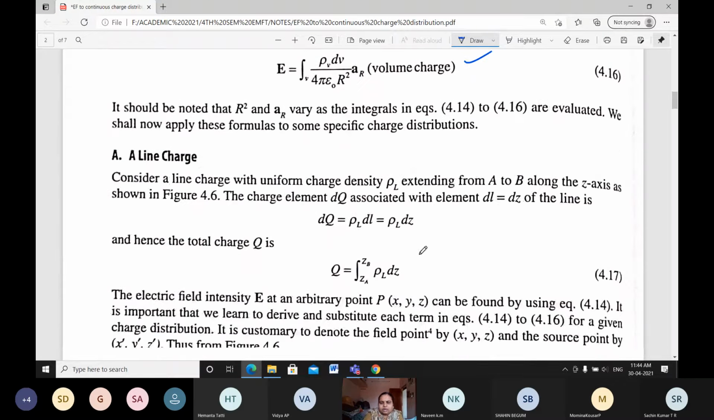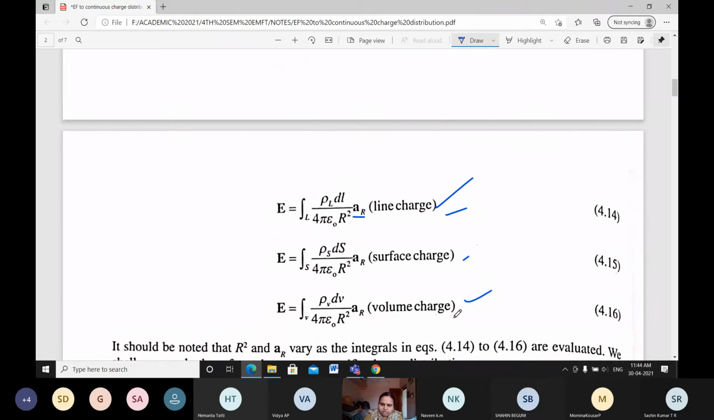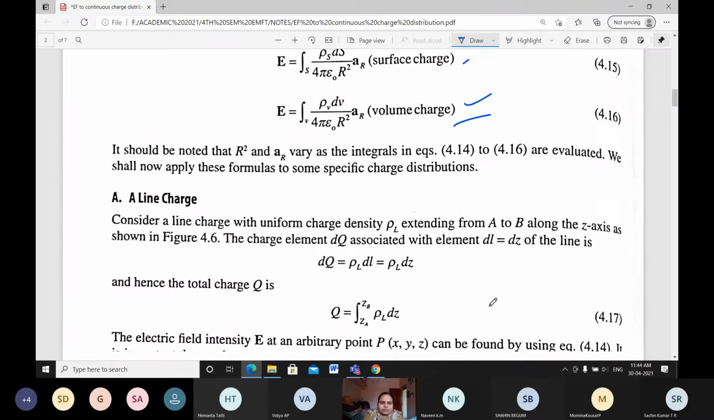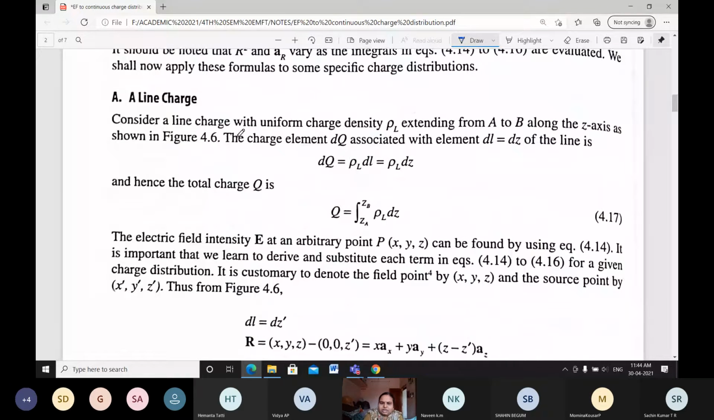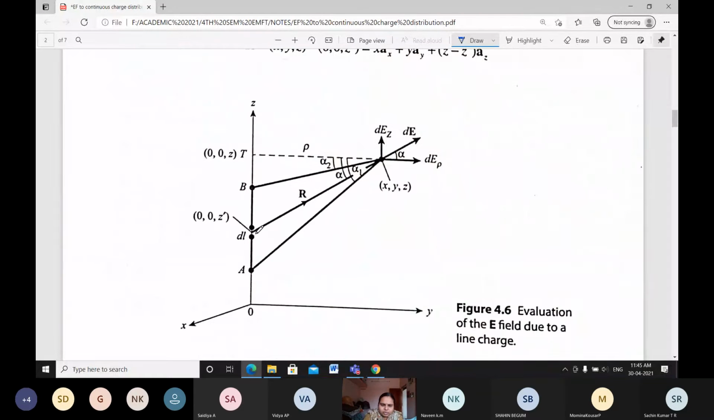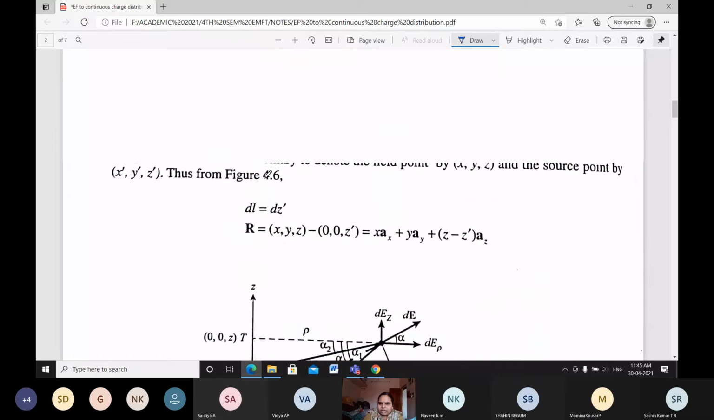Then we will learn each one by one: line charge, surface charge and also volume charge. For the line charge, consider a line charge with uniform charge density, here taken as rho L, extending from A to B. Here is the figure. In this, from A to B, a small charge is taken. Observe these two point charges fixed within AB. For these two point charges, what might be the electric field intensity in terms of a line? That is what we are finding.